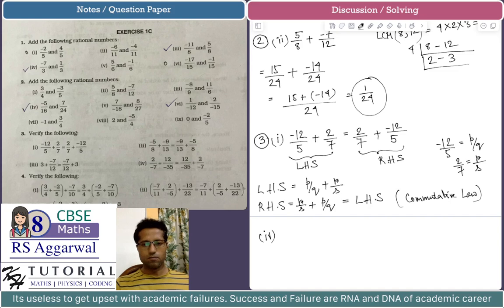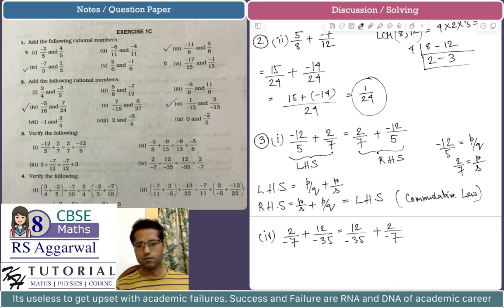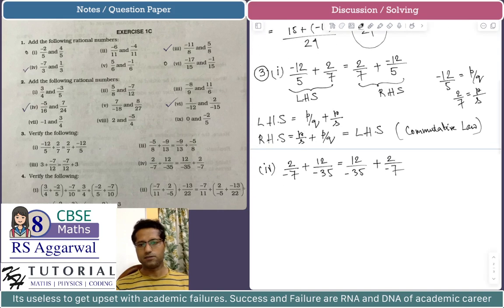Okay, so part 4 is asking to verify whether 2 by minus 7 plus 12 by minus 35 is equal to 12 by minus 35 plus 2 by minus 7. Now with this kind of problem, you can clearly see that I see both the same rational numbers on the left hand side and on the right hand side. The order is changed. It is just that the order is changed.